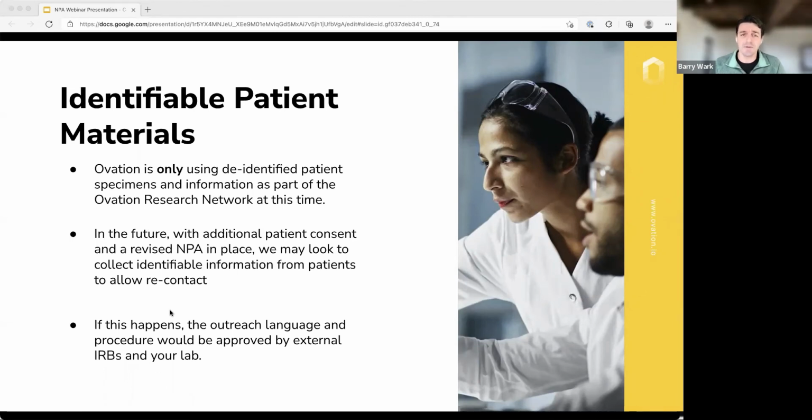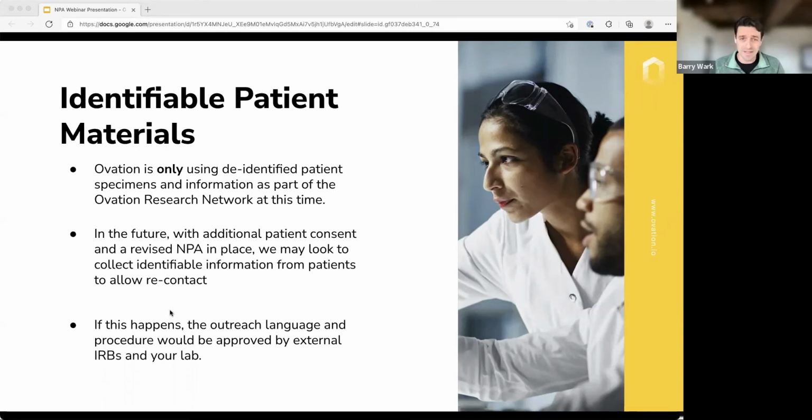With an amended network participation agreement and revised patient consent, we may also look to collect identifiable information from patients during regular clinical testing. This identifiable information is valuable to researchers who may want to contact patients for participation in clinical trials. Therefore, it's also valuable to patients who want to be contacted so that they can find clinical trials specific to their therapeutic need.